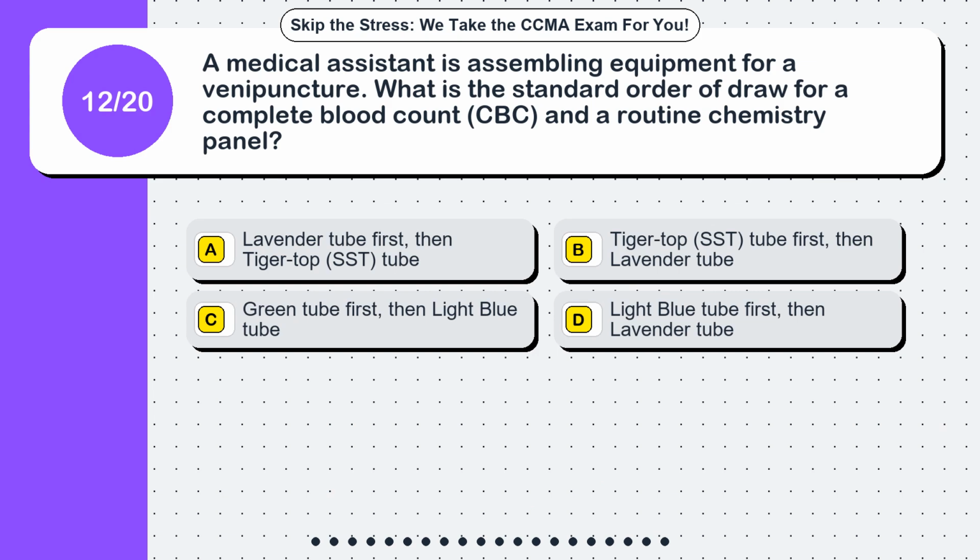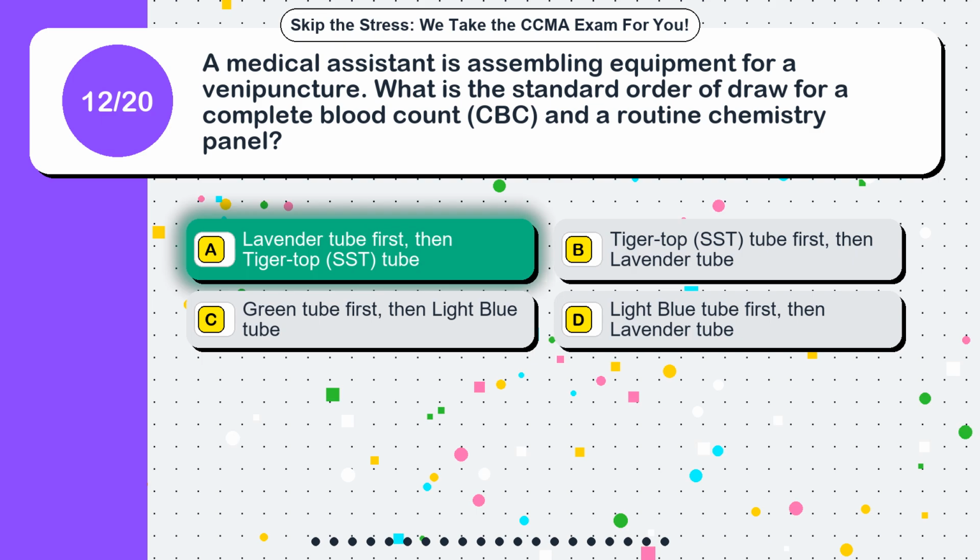Question 12. A medical assistant is assembling equipment for a venipuncture. What is the standard order of draw for a complete blood count, CBC, and a routine chemistry panel? Option A, lavender tube first, then tiger top, SST, tube. Option B, tiger top, SST, tube first, then lavender tube. Option C, green tube first, then light blue tube. Option D, light blue tube first, then lavender tube. The correct answer is option A.